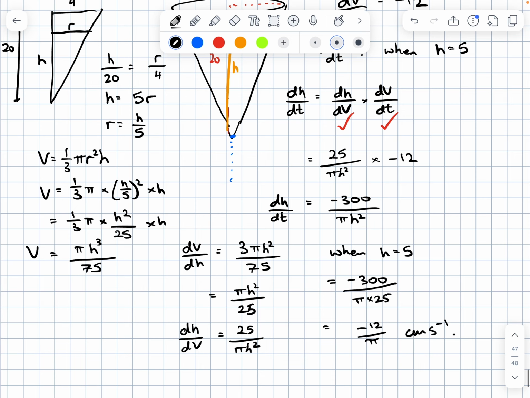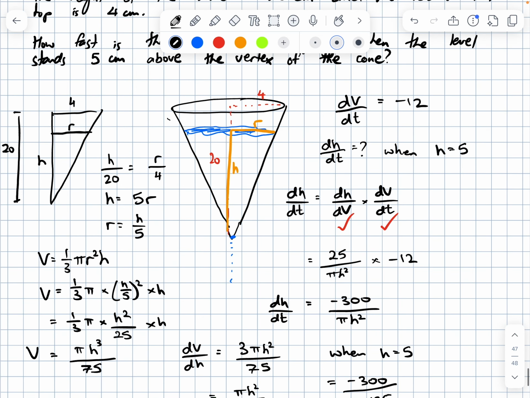Now, does it make sense that it's negative? Well, the height is decreasing, so you'd expect it to be negative.